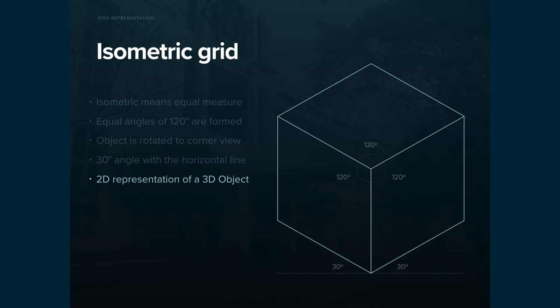Isometric view gives us a 2D representation of a 3D object. We can see all three views, the front, the side, and the top.